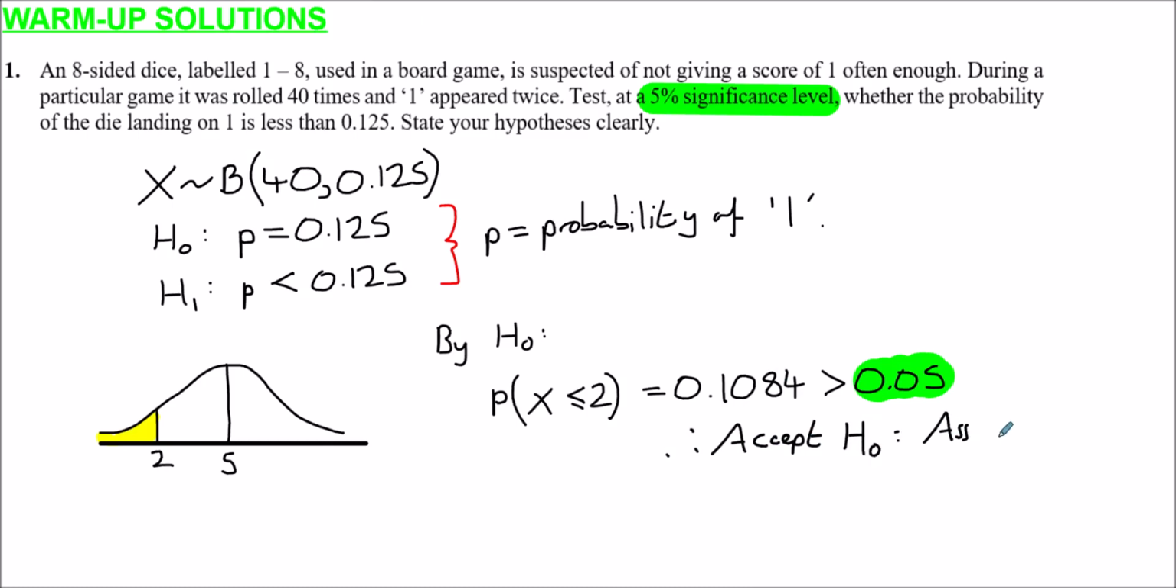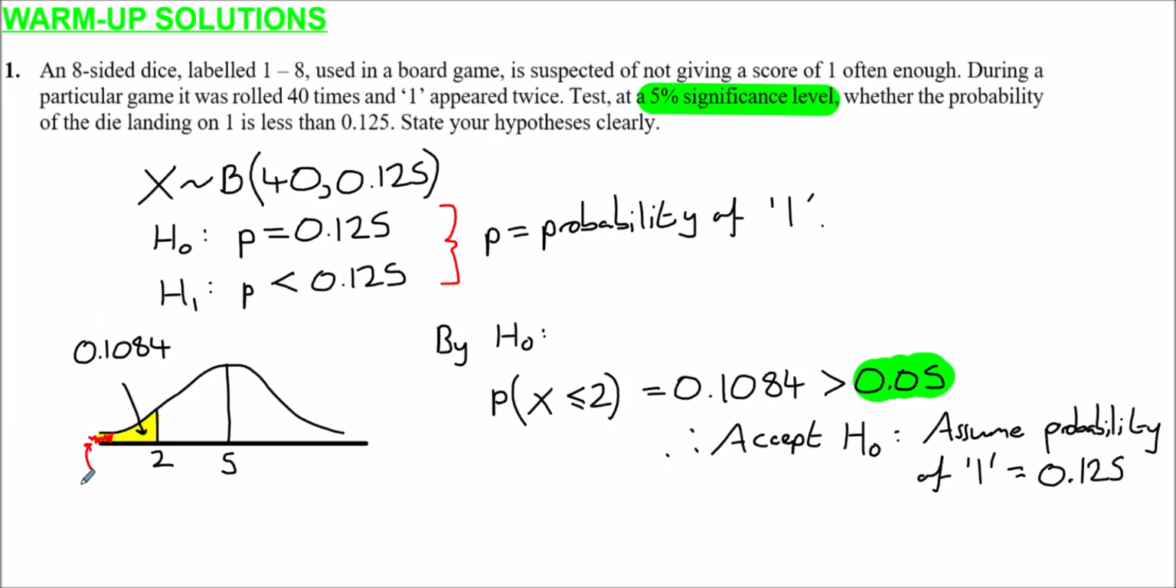assume the probability of a 1 is equal to 0.125. So this bit here is about 11% of the curve. For it to have been critical, for 5%, we would have needed something in this region here, where that's 0.05. So 10% isn't quite in the extreme enough tail for us to reject H0, which is why we accept.